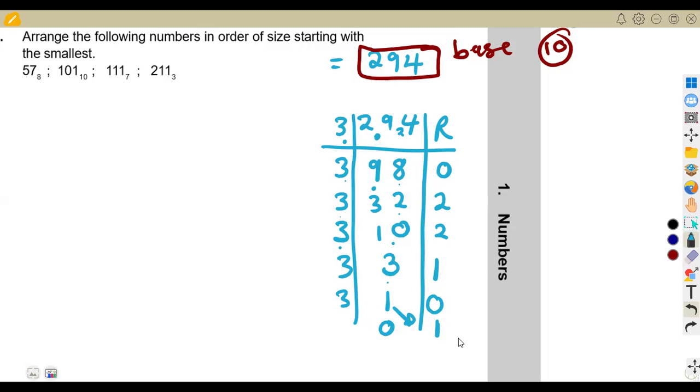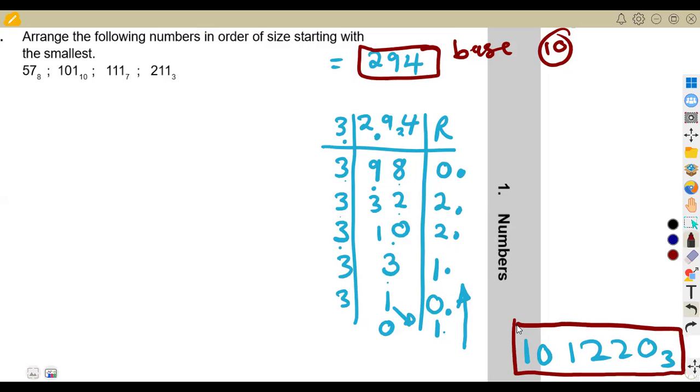So our answer from the bottom going up, like I said, is going to be 1, 1, 0, 1, 2, 2, 0. So it's going to be 1, 1, 0, 1, 2, 2, 0 in base 3. Take note, in base 3.